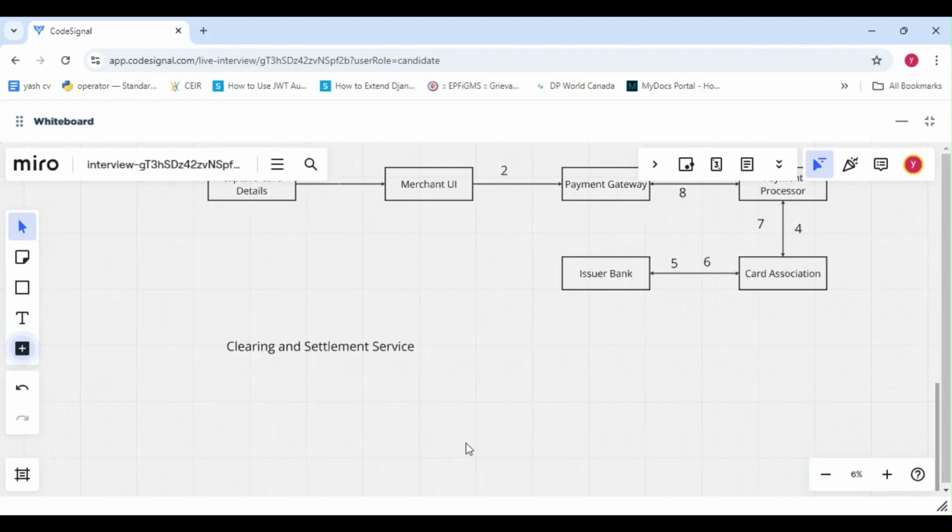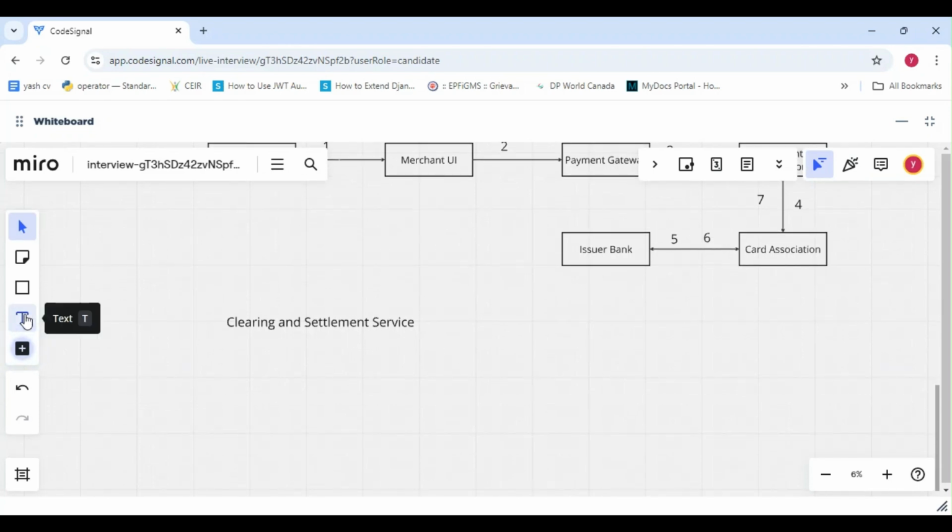So, clearing and settlement service. First, what do you mean by clearing? Clearing is basically a signal that funds should be transferred from the issuer bank account, which is the customer's bank account, to the merchant's bank account. Settlement is the actual transfer. Clearing is just the signal, but settlement is the actual transfer of the funds from the issuer bank account to the merchant's bank account.